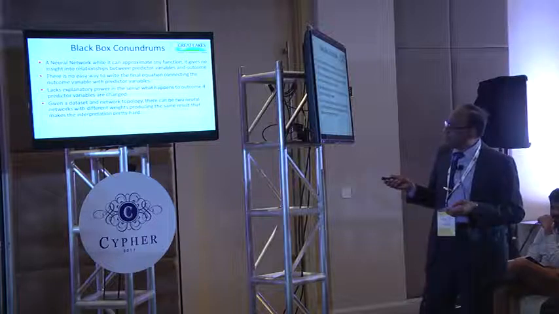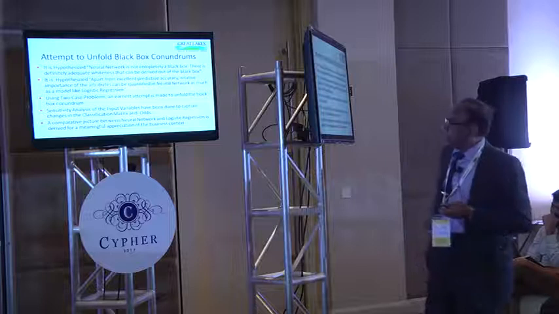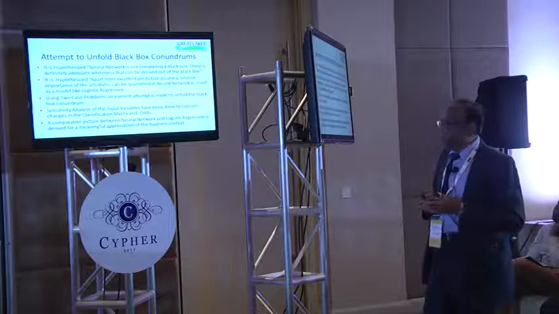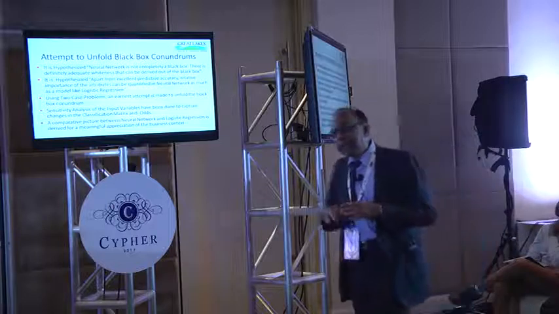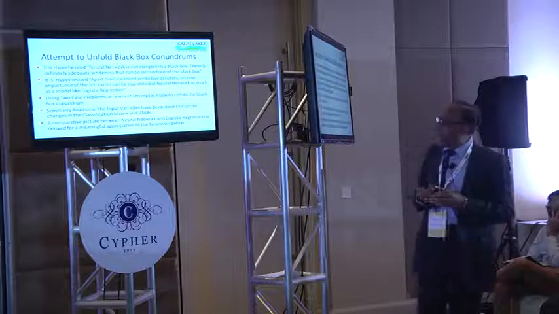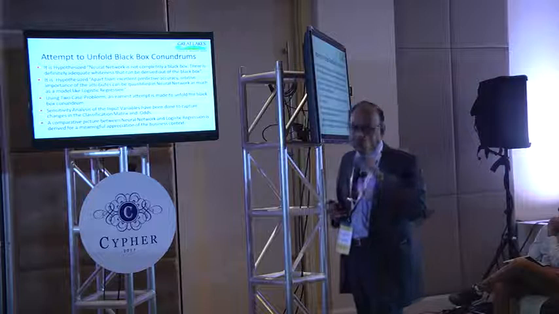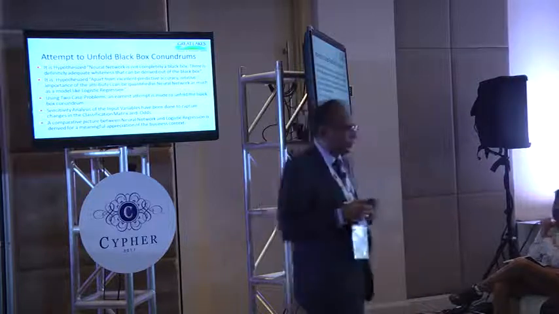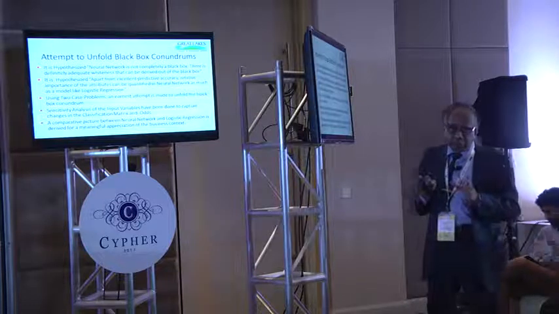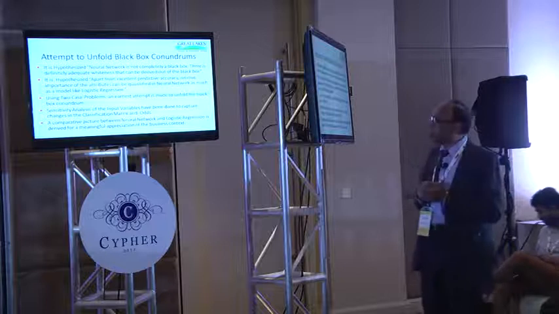So some attempt, how do we propose to do that? The hypothesis I have is, neural network is not completely a black box. There is definitely adequate weightage that can be derived out of the black box. That's the hypothesis I have. It's not a complete black box. I'm not saying it's a white box, but it's not a complete black box. It's an unfair criticism.